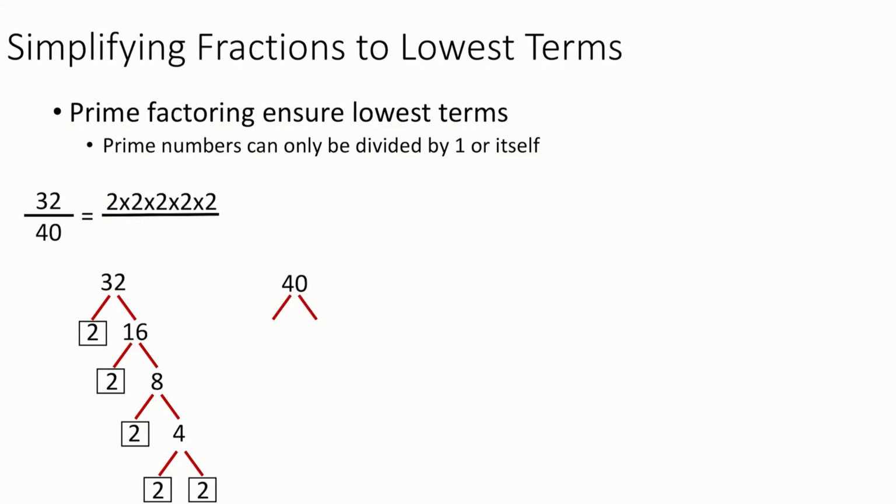Now let's repeat this process with 40. If we divide 40 by 2, that gives us 20. We put the 2 aside and keep going with the 20. It's still even, so let's divide by 2 again. 20 divided by 2 is 10. And 10 is still even, so let's divide by 2 again. 10 divided by 2 gives us 5. So now the prime factorization of 40 is 2 times 2 times 2 times 5.